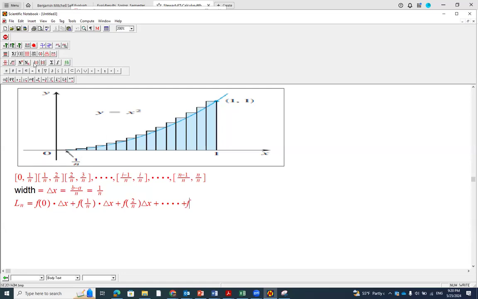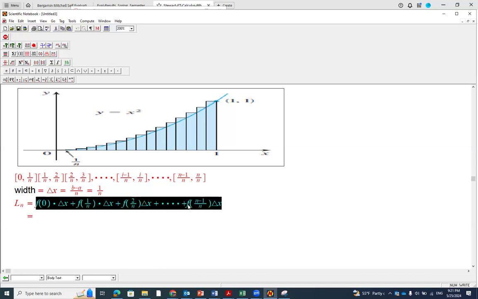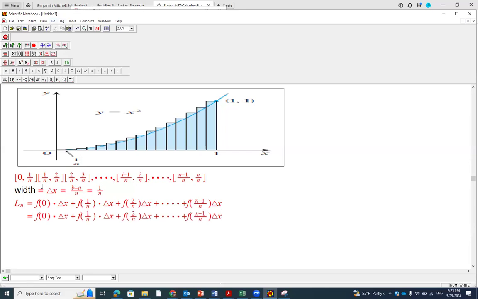So that's f of (n minus 1) over n, and multiply by delta x. So this is the area underneath the curve if we choose the left endpoints. And what does that equal to? That will lead us to, so first we're going to substitute all of these functions.